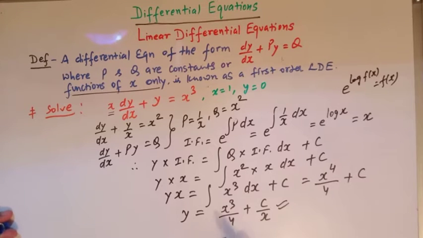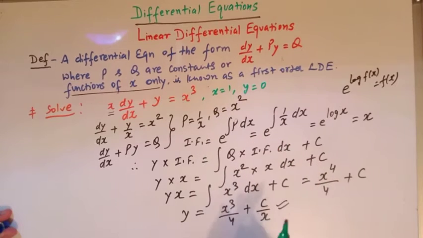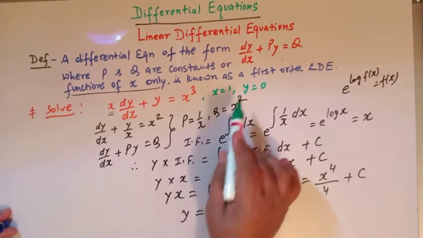If we have to find the general solution, then it is sufficient to find y is equal to x cube over 4 plus c divided by x. But if we have these conditions also, then we can find the value of c. So let us find and substitute these values.